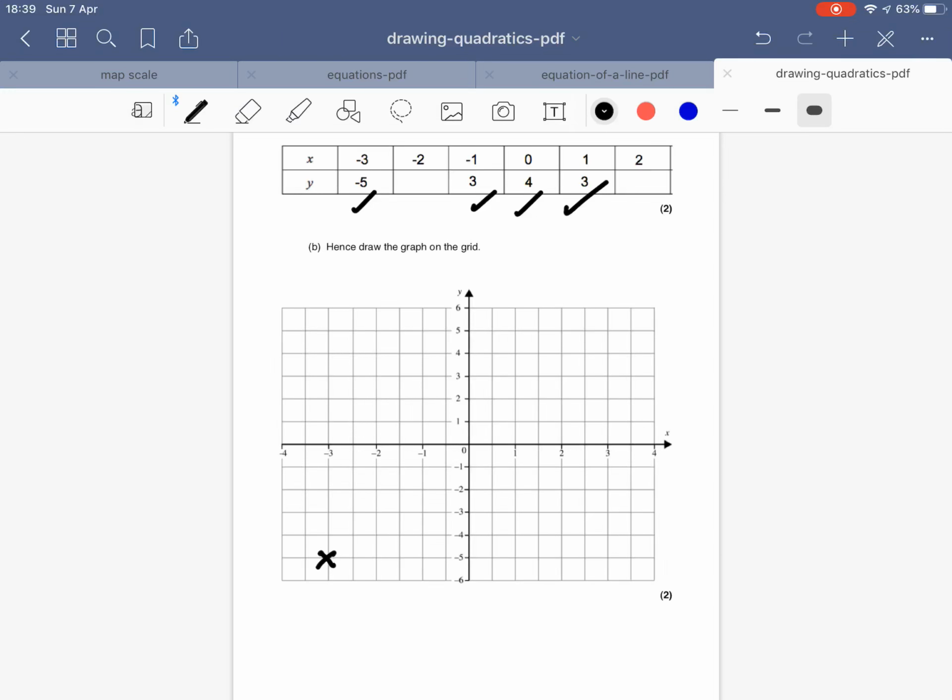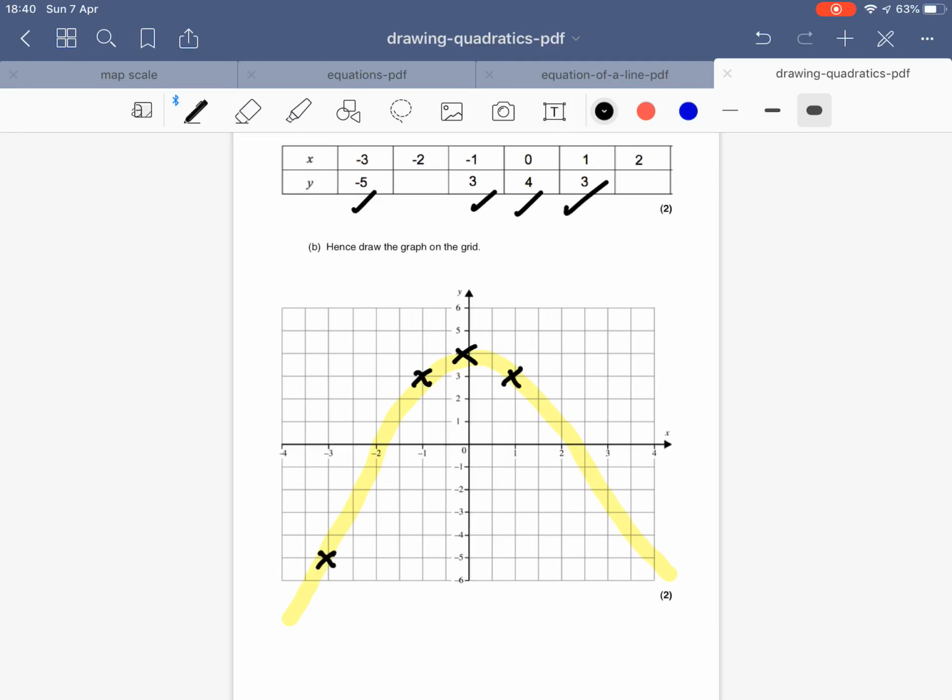Haven't got minus 2. So let's do minus 1, 3 now. Minus 1, up 3. This is going to be our first upside down one. 0, 4, 1, 3. Ooh, I'm going to be off on this now. Right, so we can kind of see it's going to go up like this, come round and go down somewhere. Oh, that's going to be horrible.